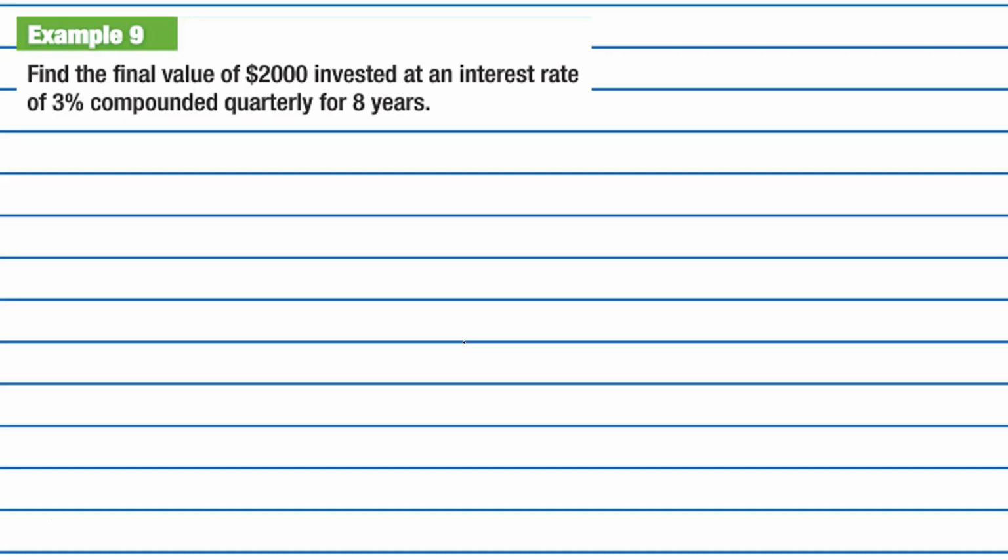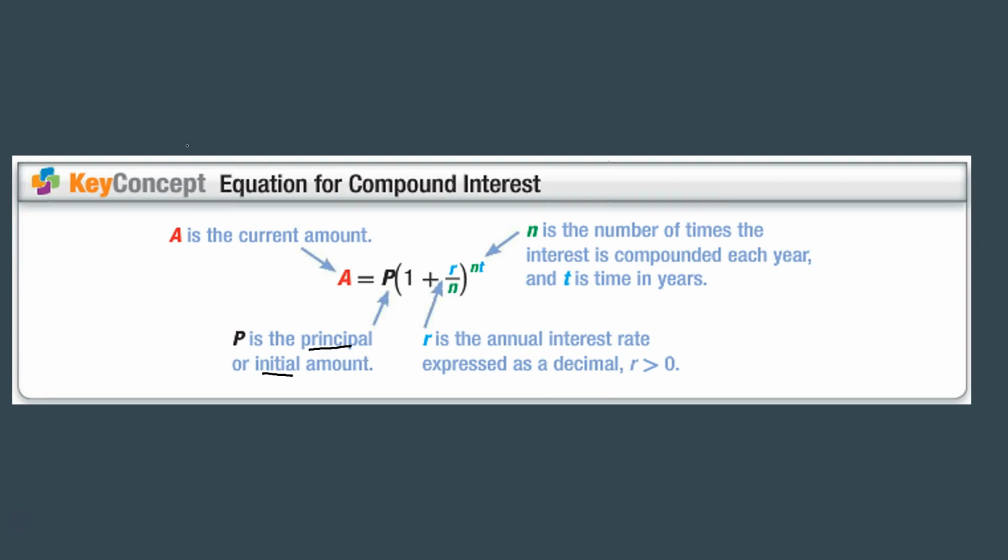Alright, so we have example 9. We want to find the value of $2,000 invested at an interest rate of 3% compounded quarterly for 8 years. So we should see a couple key things here. We have so much invested, we have a rate, and notice this new part here, it says quarterly. So that means the only equation that we can use is equation for compound interest.